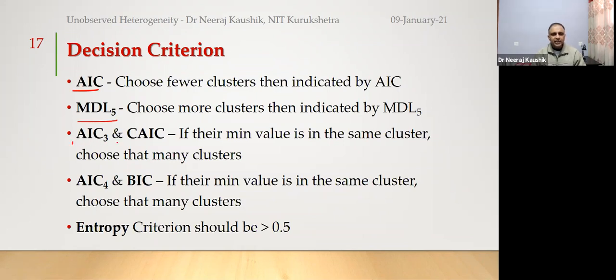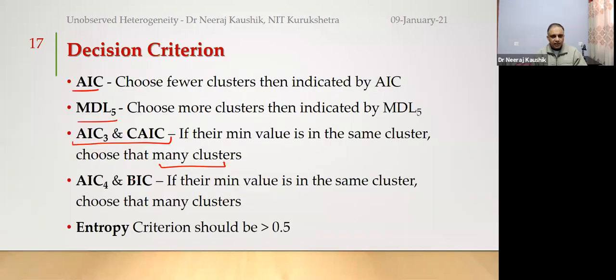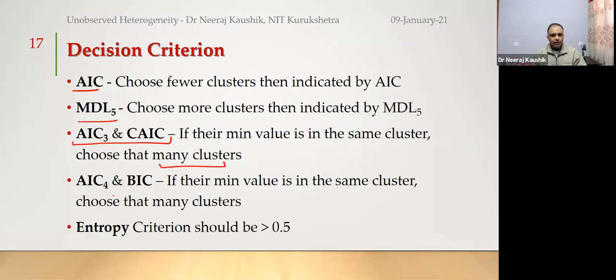Now see, AIC and CAIC. If any of their minimum values is in the same cluster, choose that many clusters. Let me see. AIC, the minimum value is in the cluster 3, and check it. It is paired with CAIC. CAIC is in 1 cluster and AIC in this cluster. So we can't deduce anything out of it. If both values are in the same cluster, then we'll say this many clusters. If this doesn't work, then go next. If this doesn't work, then go for the next.